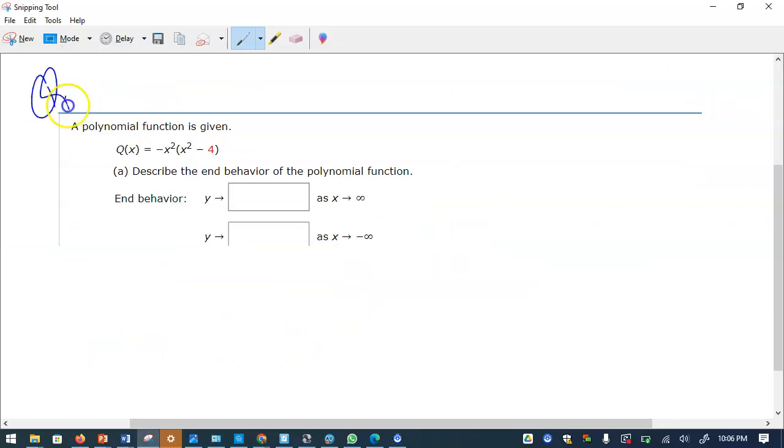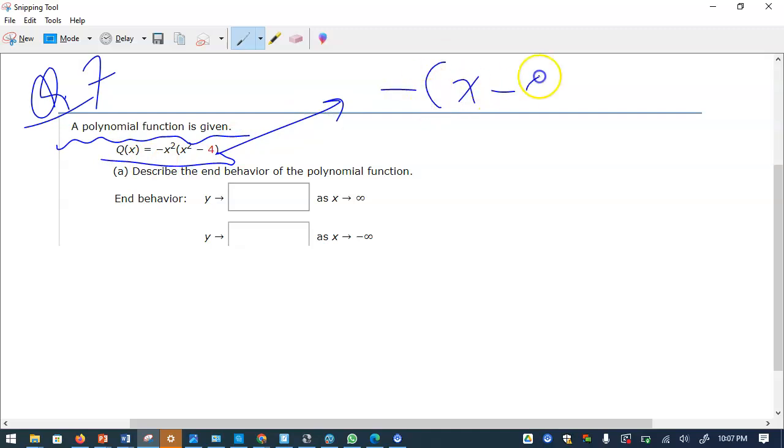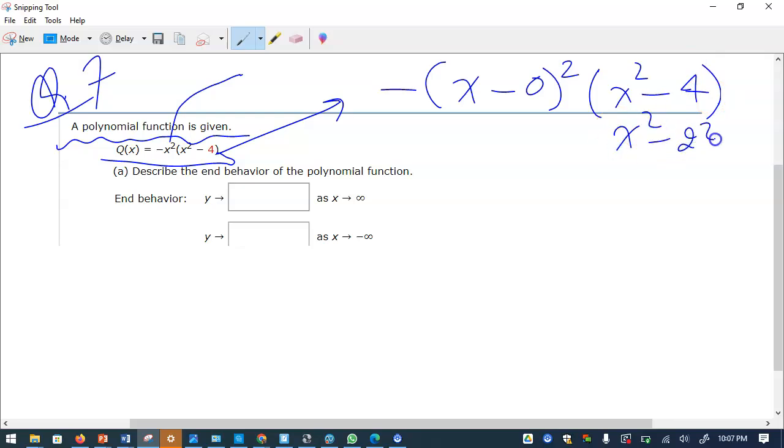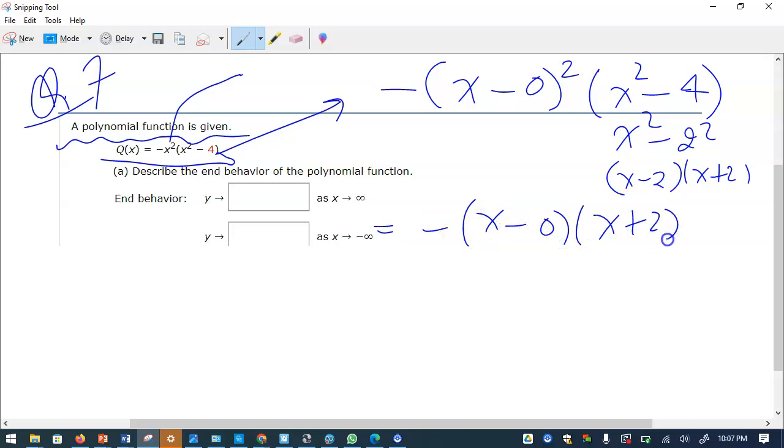So question number 7 is, you are given some expression and you can see it's given in the factor form. What basically is, there is a minus, and I'm going to write that like x minus 0 square, because you can always write this as x minus 0, and there is x square minus 4. Now I can write this in the factored form also, and remember this means x square minus 2 square, and you can split this into x minus 2 and x plus 2 because of the difference of square formula. So the whole thing becomes minus x minus 0, x plus 2 and x minus 2.